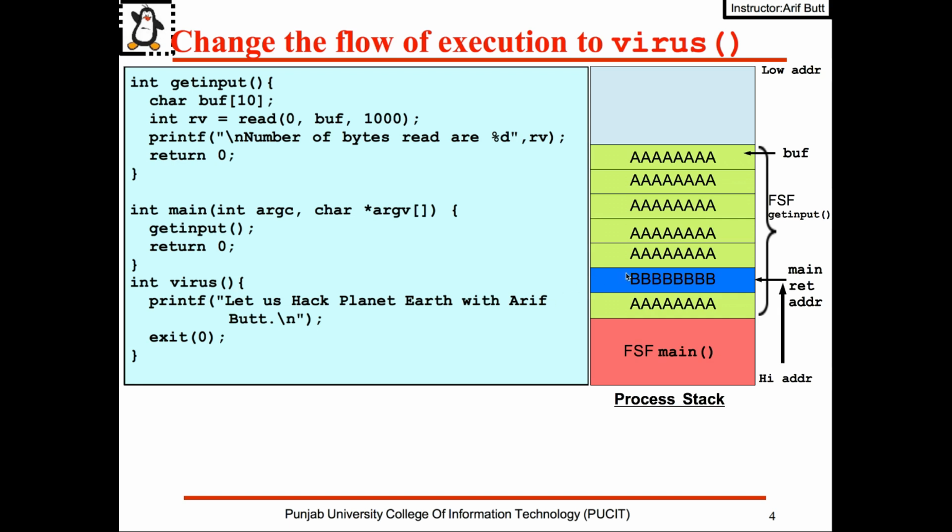Now somehow, if I can overwrite this location of stack containing B's with the starting address of this virus function, the flow of execution will transfer to this piece of code when the get input function will execute its return statement. I hope the concept is clear. Now a $100 question is, after how many A's do I need to give the address of the virus function? And of course, I also need to find out the starting address of the virus function as well.